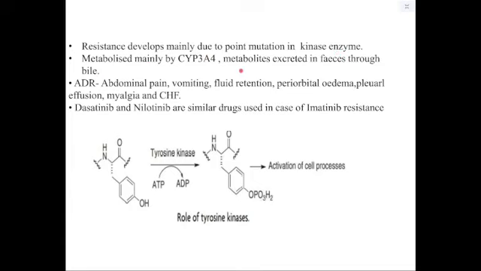Adverse drug reactions, you can get quite a number: abdominal pain, vomiting, fluid retention, pleural effusion, myalgia, and congestive heart failure. So these are some of the toxic effects that you can have. But as we have said, almost all of these drugs have quite severe toxicity. You also have others like dasatinib and nilotinib. They're similar drugs used in case of imatinib resistance, because we have said you can have resistance, and in case you have resistance, you can use other drugs. Because if you have total resistance, then you'd have to change the choice of drug.